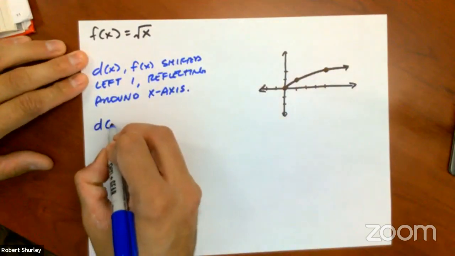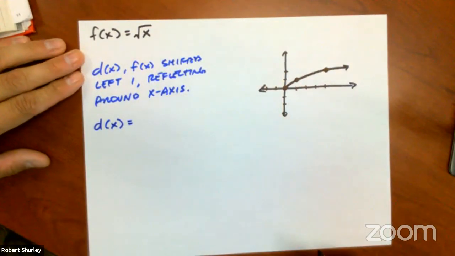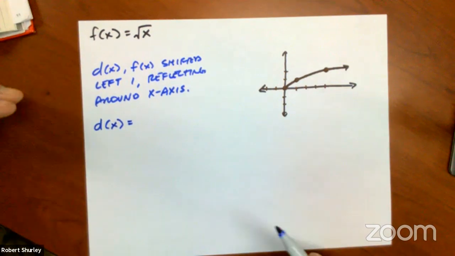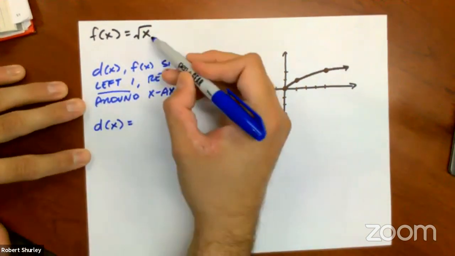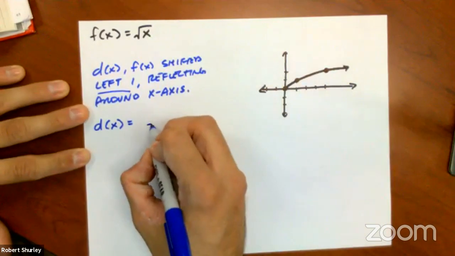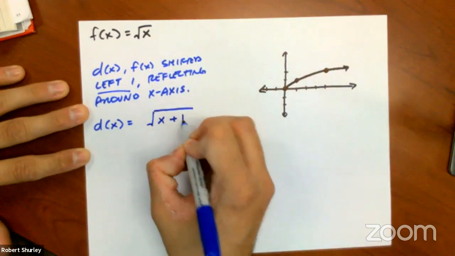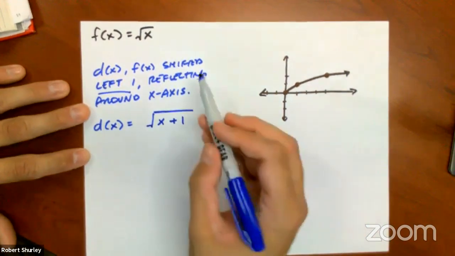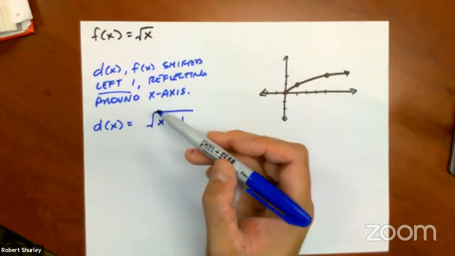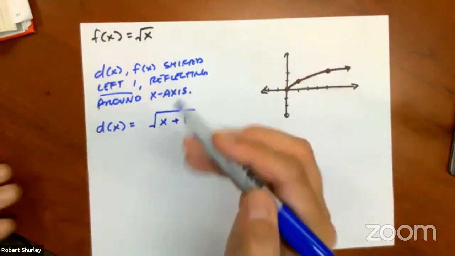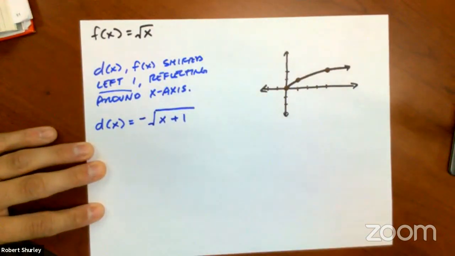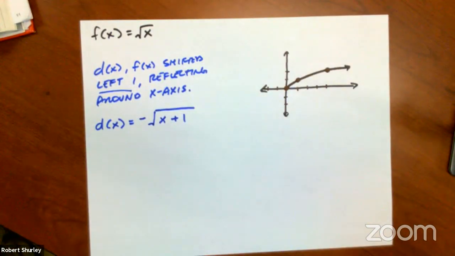So d of x equals, now let's think about this. If I go left 1, that's horizontal shifting. That means it's got to be inside the function. Left means plus, right? So x plus 1. But then the reflecting around the axis, that puts a negative on the outside of the function. So it's going to be a negative square root of x plus 1. That minus is on the outside.